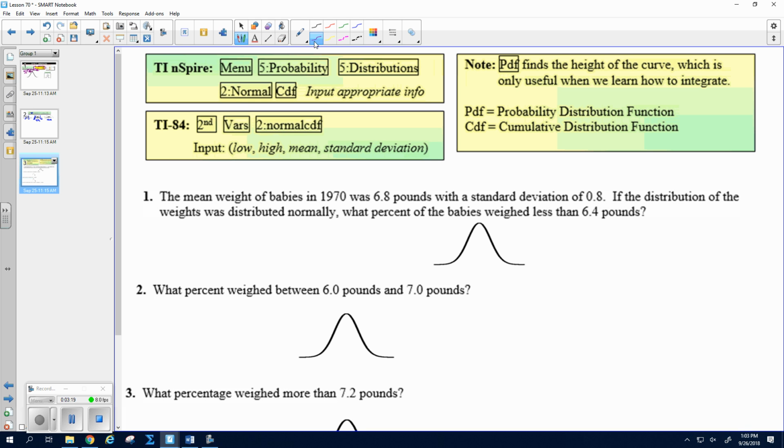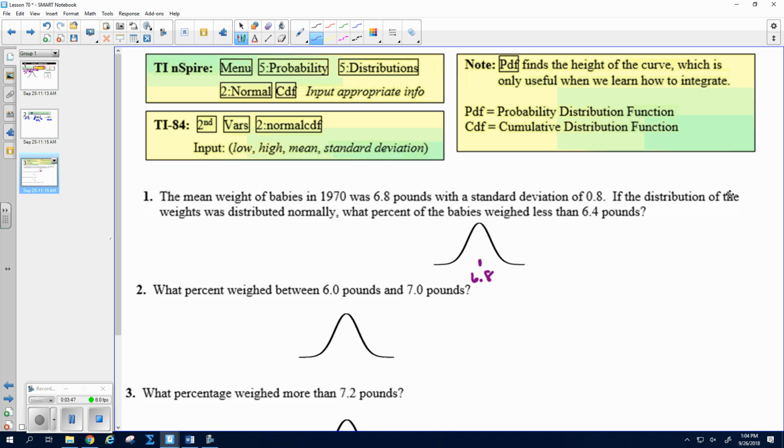First, before you plug it in, we're going to draw the curve. You're always going to sketch a picture, and you're going to shade. So draw yourself a little normal curve right here. It doesn't need to be great. Just a little curve, right? And right in the middle, I'm always going to put the mean. So this one is 6.8 pounds. And then if I add 0.8 3 times, I can write that up here. The next standard deviation above, I would add 0.8.